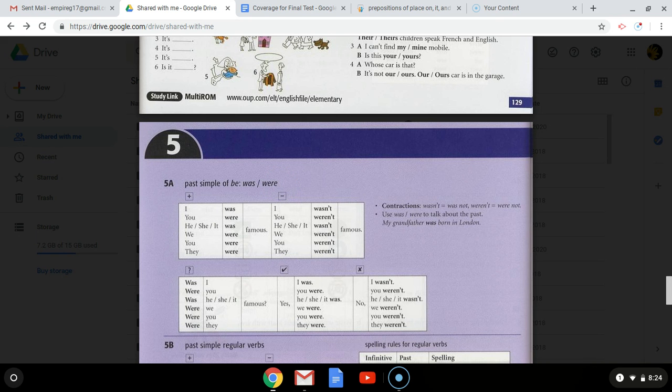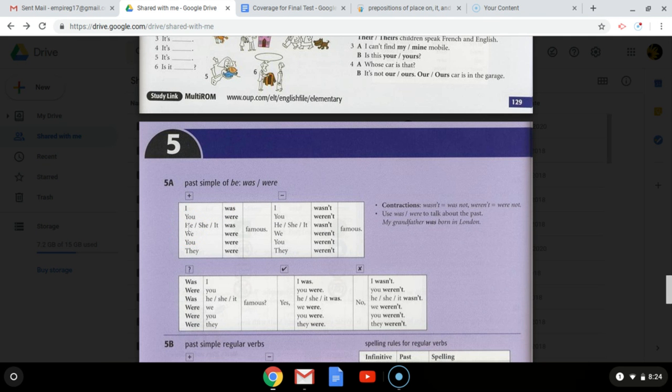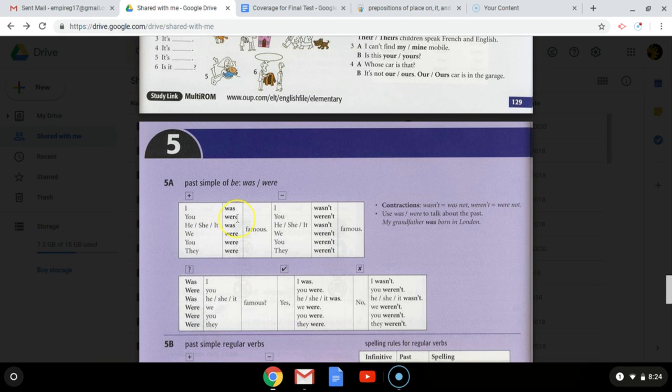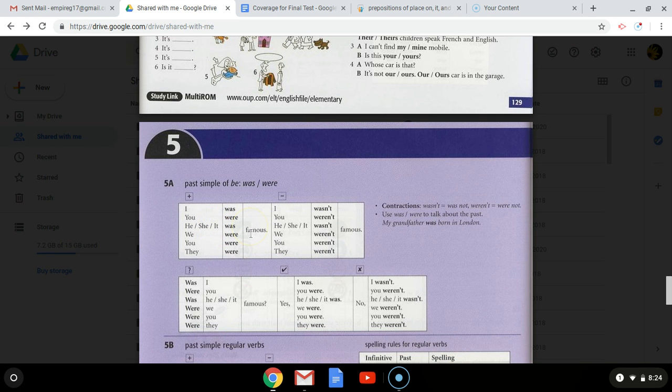But be verbs for present, we use is and are. Okay, so this is also very easy for past simple of be verbs. All you have to do is to add was and were. Was is for singular, were is for plural. Of course, with an exception of I and you. Okay, so I was, you were, he, she, it was, we, you, and they were.